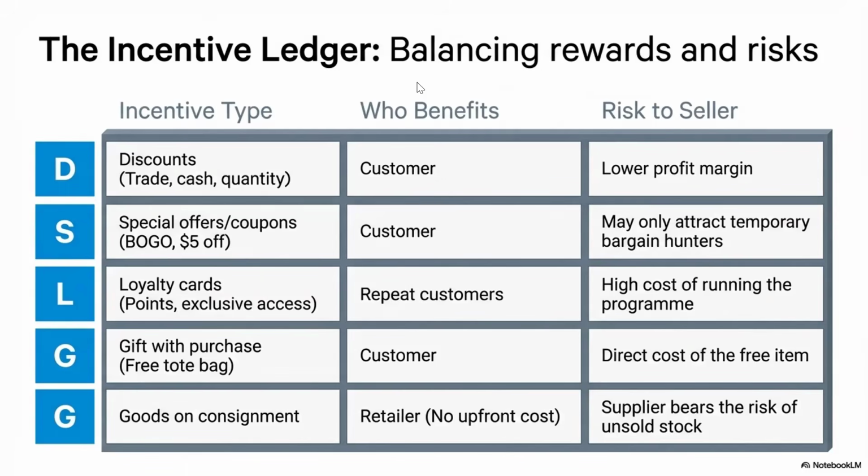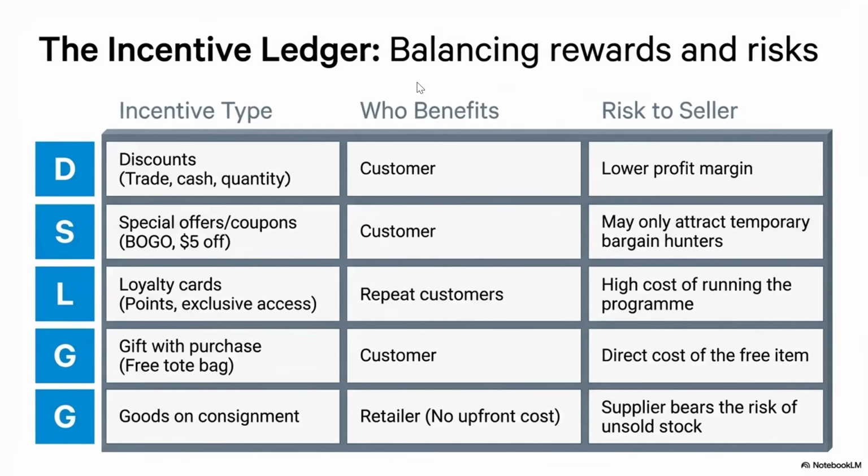Then you could have a gift for the purchase. You buy this and you get a free gift. Or you could offer goods on consignment. So basically, you're getting somebody else to sell for you, and they only give you back the money once the goods are sold. So all of these carry benefits for customers, well, the exception, the last one is really a benefit for the retailer, but they are all going to cost the seller.